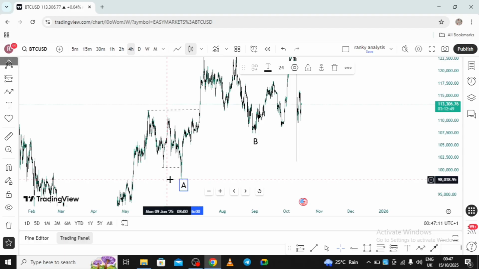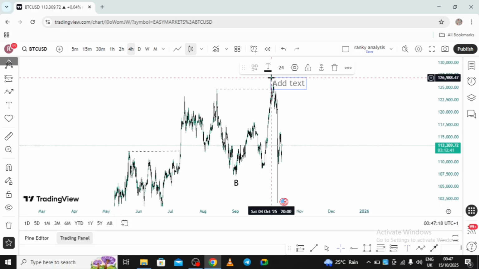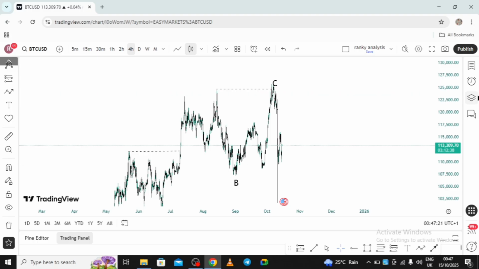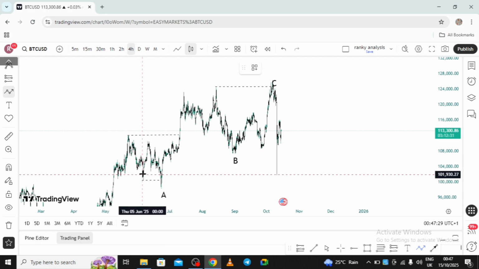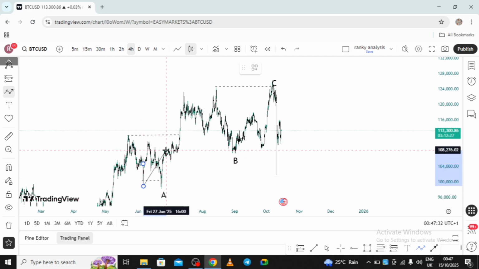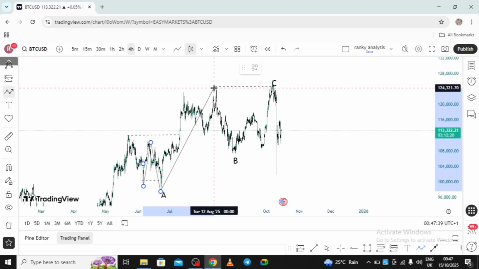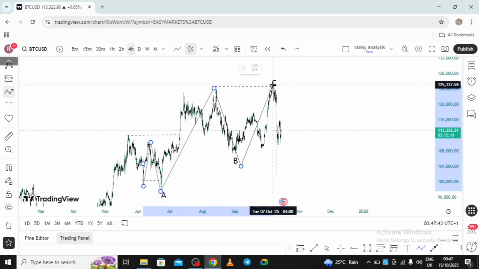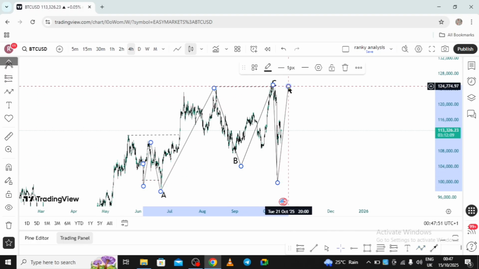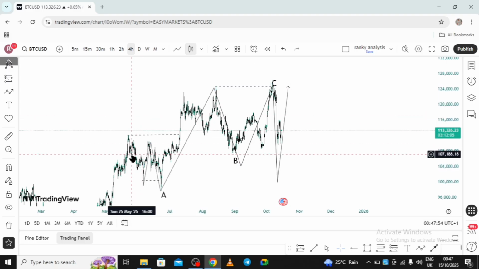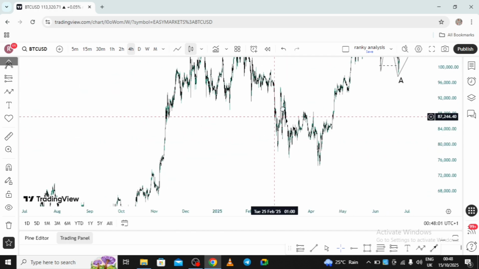Sorry, this is the A. We have this. So I'm expecting price to come back, giving us a C. You can see it: A, B, C. So I'm expecting price to come and take out this B. When we take out the B, then we enter for our buy to the outside. That's a type 1 kind of setup, and we have one again.